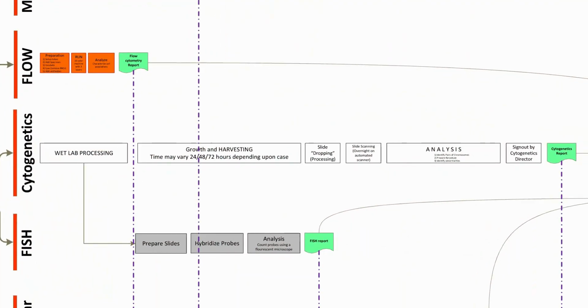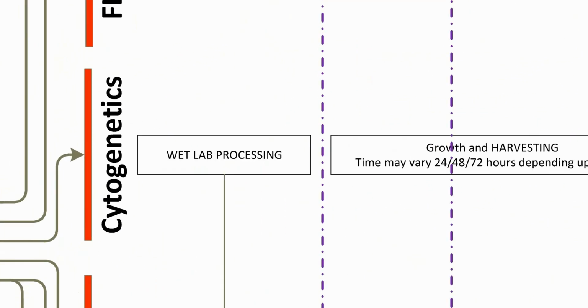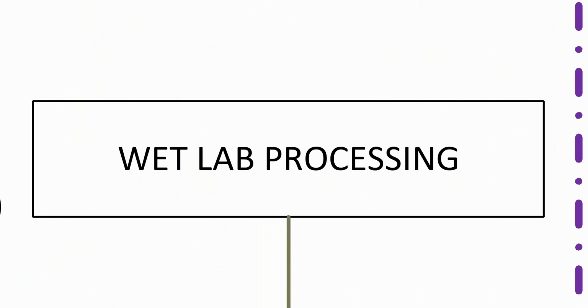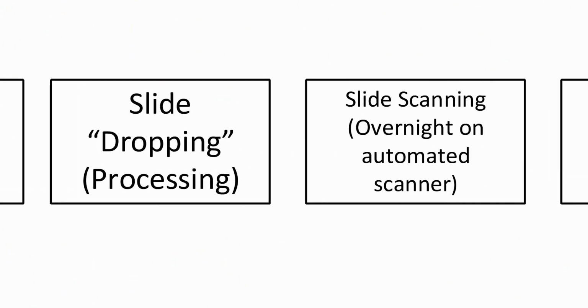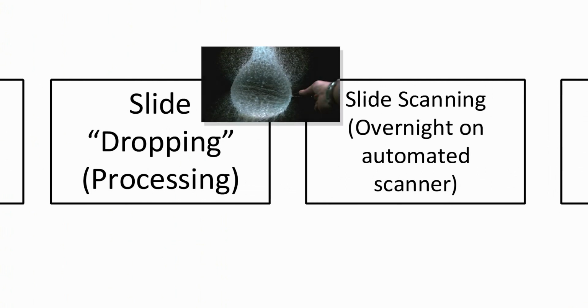Cytogenetics is the longest and most involved process that we do at the laboratory. It begins with wet lab processing, where cells are incubated, grown, and harvested. They may be grown for a period of 24, 48, or 72 hours, depending upon the kind of case. Then those cells are harvested. Post-harvesting, we drop cells onto a slide. This term comes from an old method of dropping cells onto a slide from a high elevation to create a spread, much like dropping a water balloon.